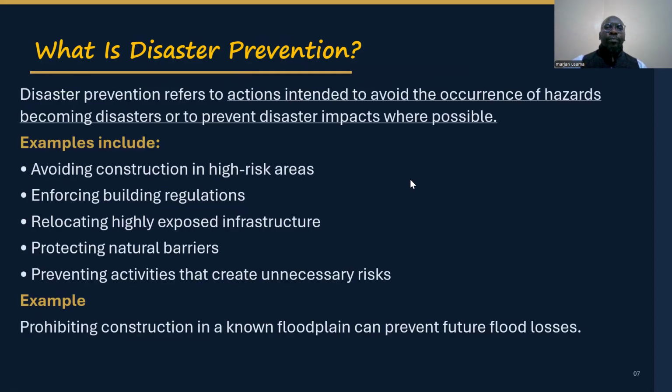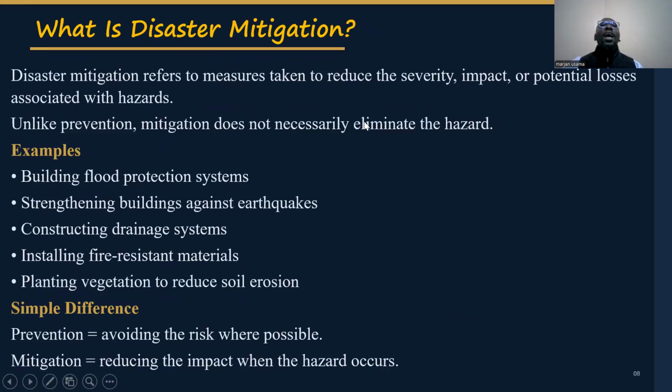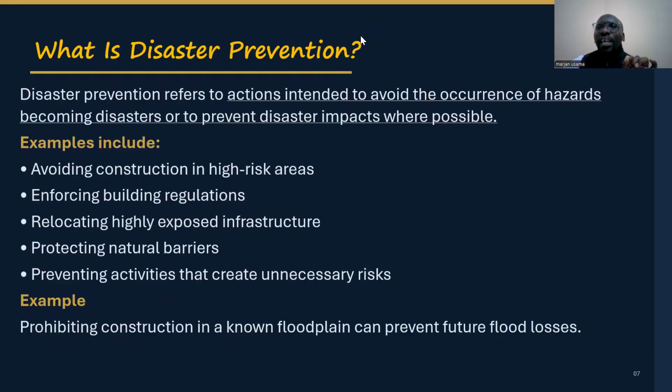So that is what is known as disaster prevention. At Tajannub, I told you the key word is to do what? To avoid. Now, let us go to the next thing. What is disaster mitigation? So disaster mitigation refers to measures taken to reduce. The key word here is to reduce, taklil. But when you were talking about prevention, it was to avoid.